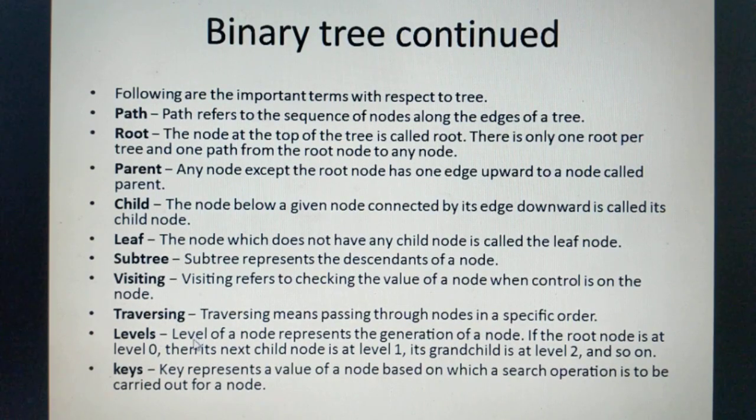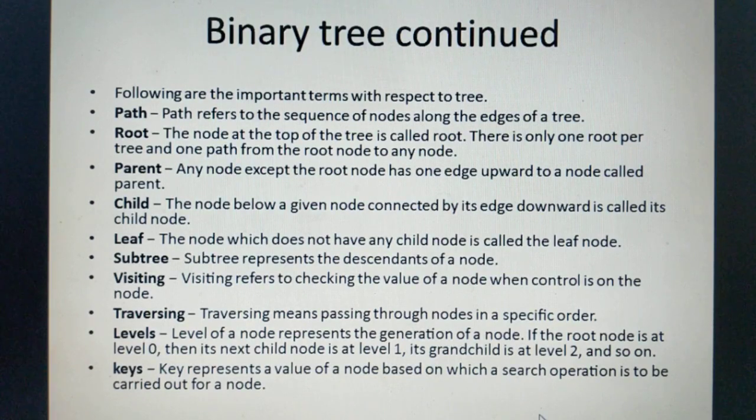So the definition is, the level of a node represents the generation of a node. If the root node is at level 0, then its next node is at level 1. Remember, its grandchild is at level 2 and so on. This is how the hierarchical data is formed. Next definition, keys. A key represents a value of a node based on which a search operation is to be carried out for a node. Okay, simple. A key is nothing but the data value of the node based on which we can carry out the further search operation.